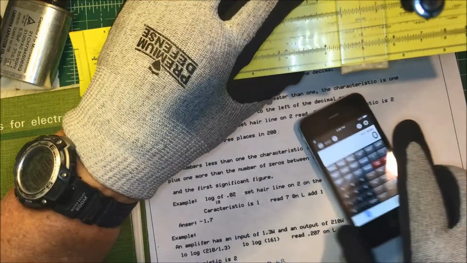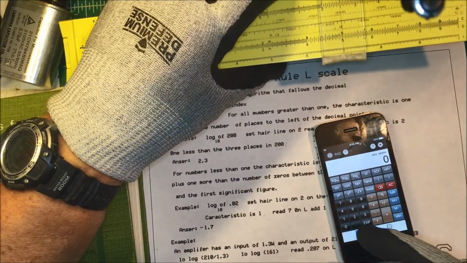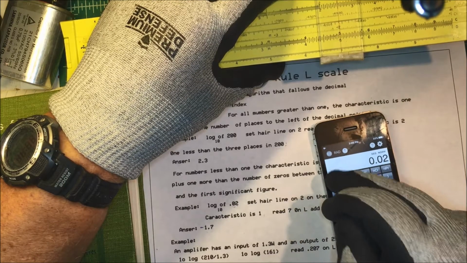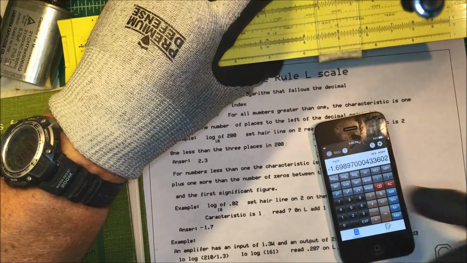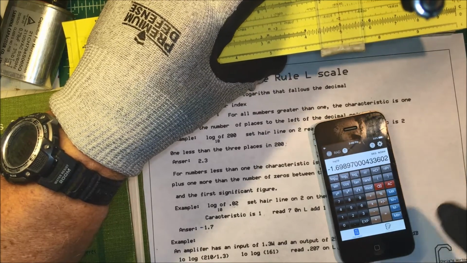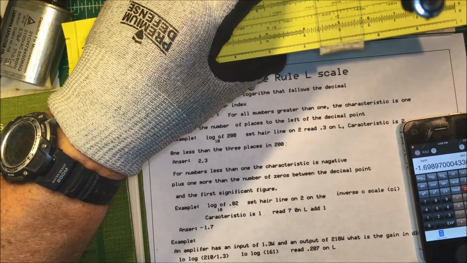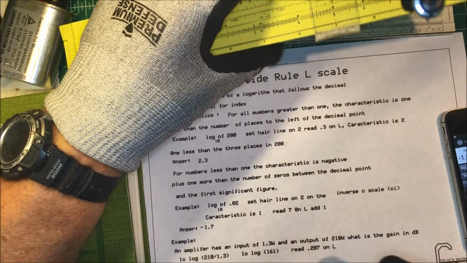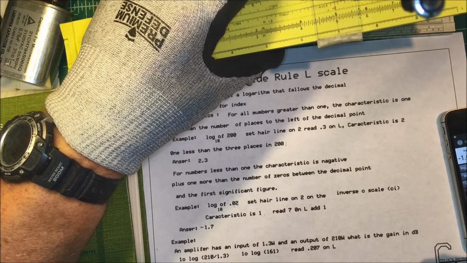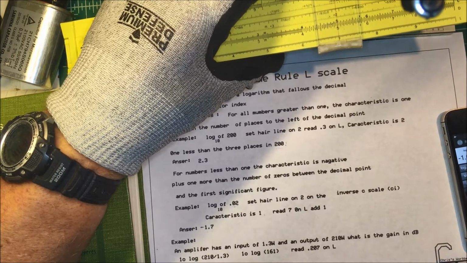So let's take 0.02, and we take log base 10 of that, and we come up with minus 1.6989, so close.